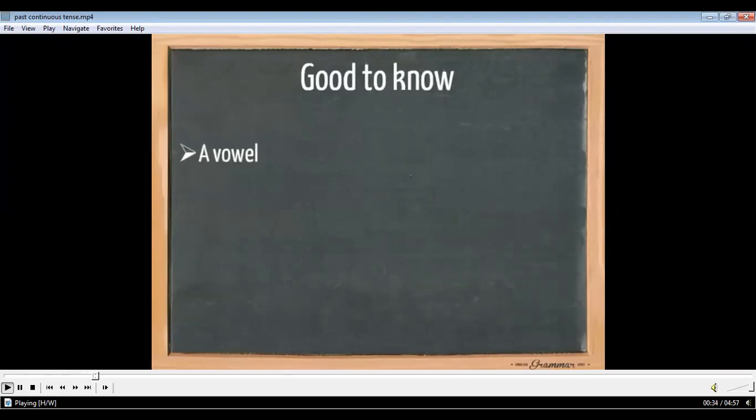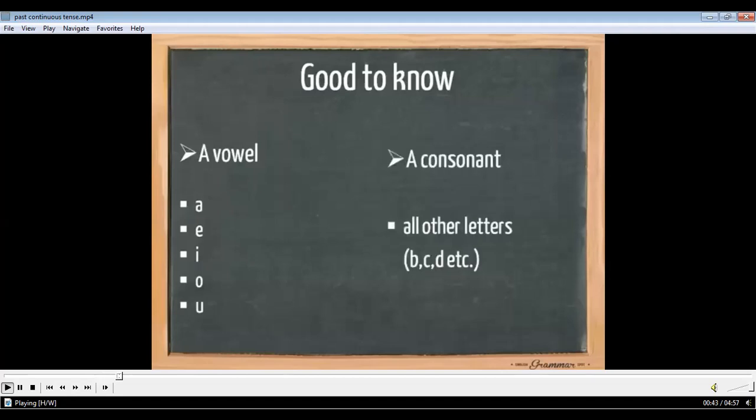It's also good to know that when I say a vowel, I mean an A, an E, an I, an O, or a U. The consonants are all the other letters in the alphabet.